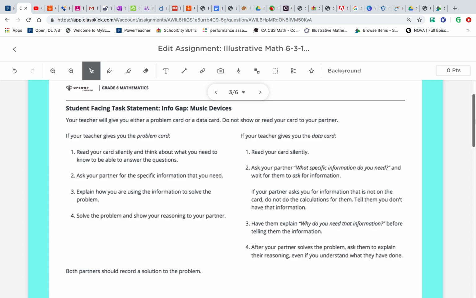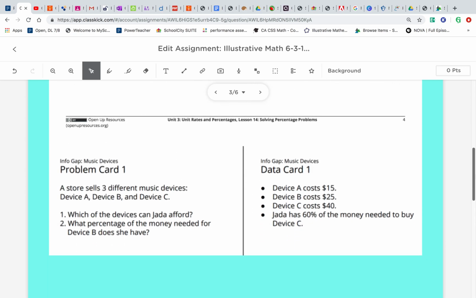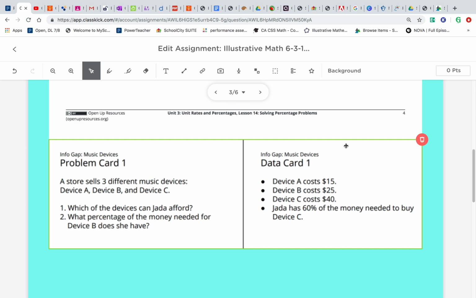All right, this is on music devices. You all were given a problem card and then your partner has a data card. All right, so we're going to go through the solutions to these here. So let's first start with problem card 1 and data card 1.